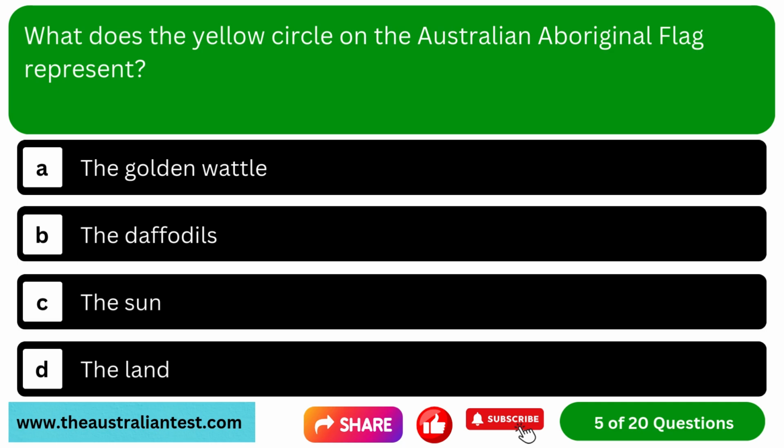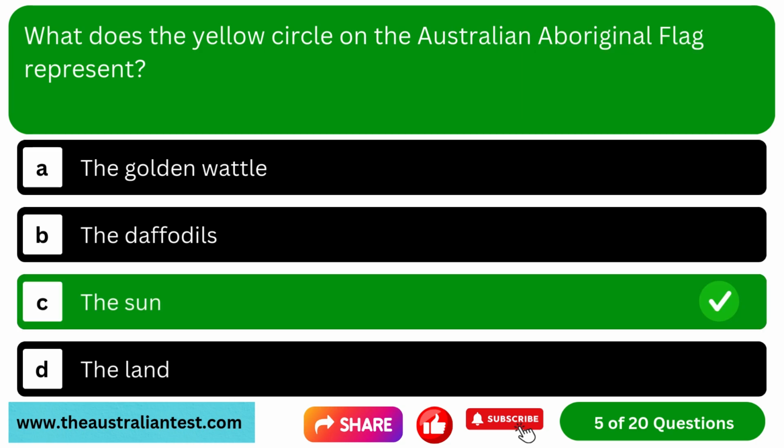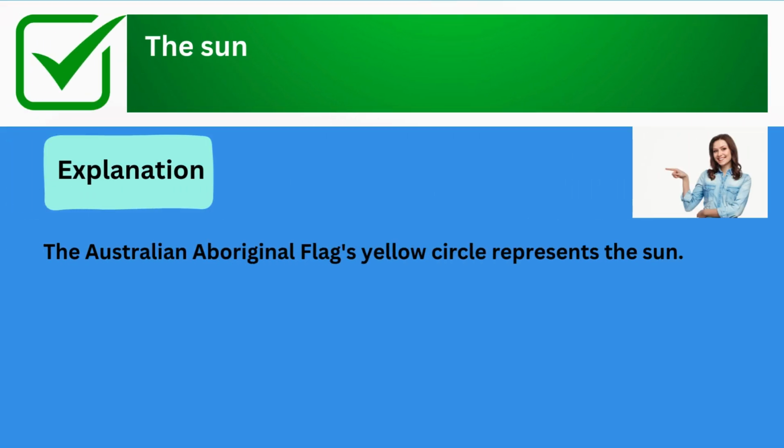Question 5. What does the yellow circle on the Australian Aboriginal flag represent? Option A, the golden wattle. Option B, the daffodils. Option C, the sun. Option D, the land. The correct answer is the sun.